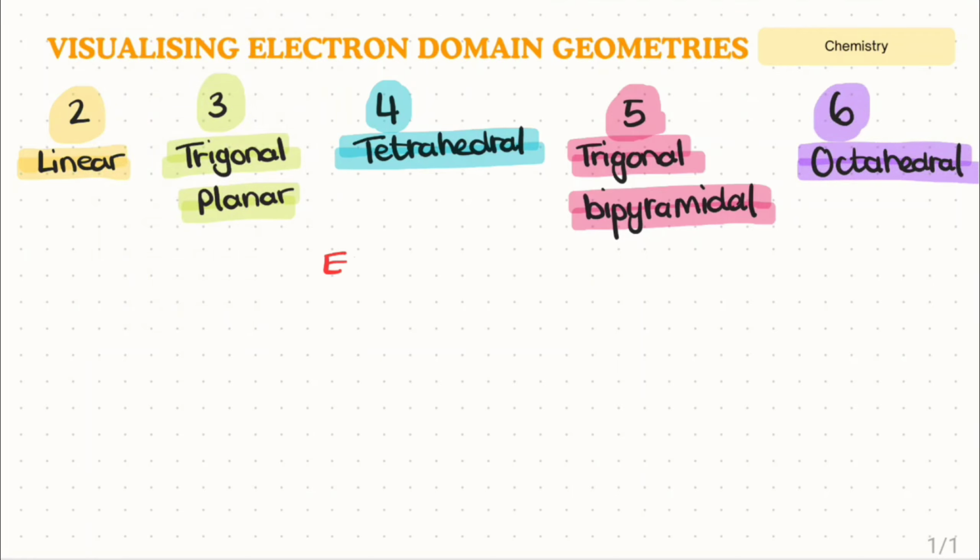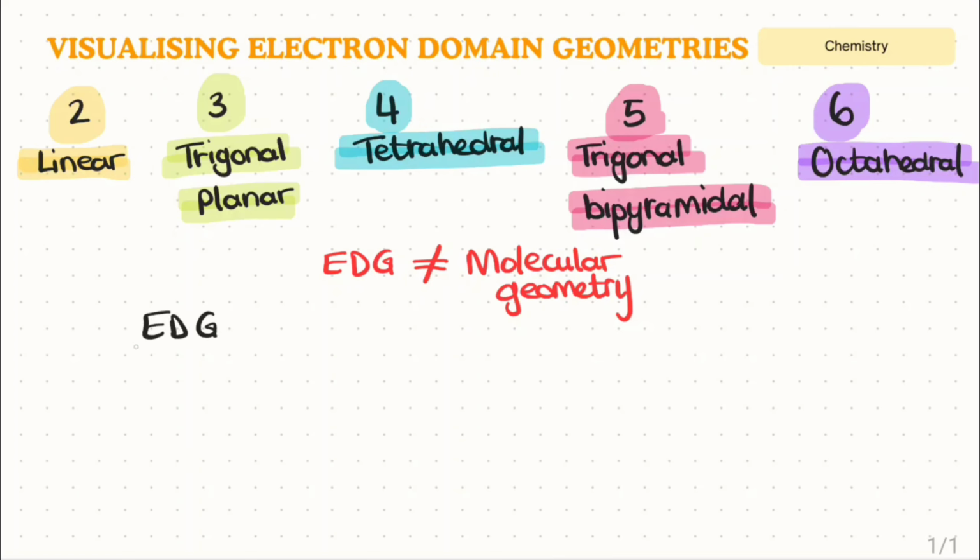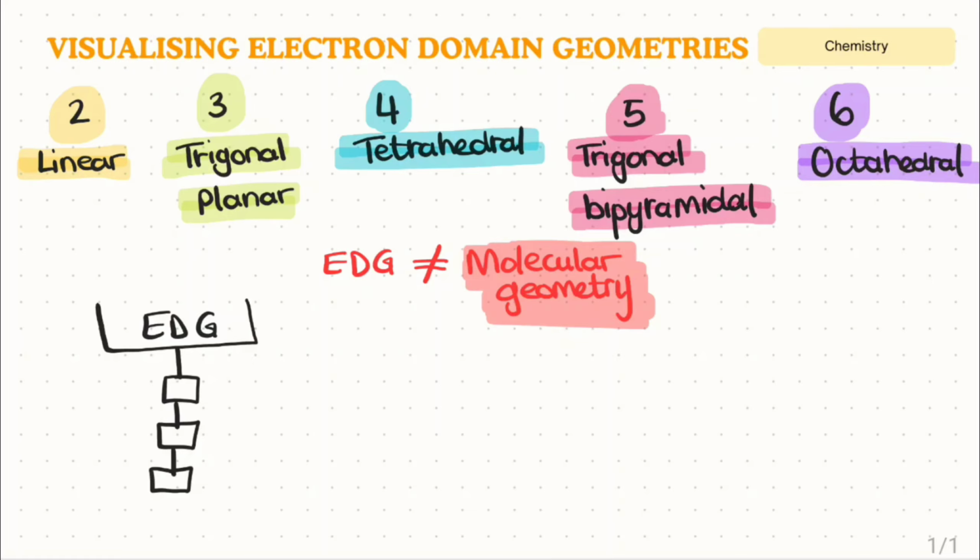Again, I want to emphasize that these are electron domain geometries. This is not our molecular geometry. This is our electron domain. If you think about it, we have our electron domain geometry as this big umbrella, and in this umbrella, we have different molecular geometries. So our molecular geometries are in our umbrella of electron domain geometries. This summary of names is just for the electron domain geometries.